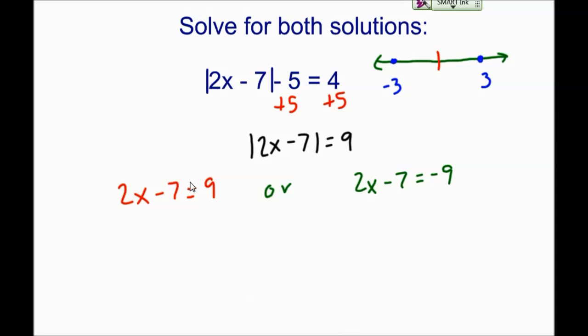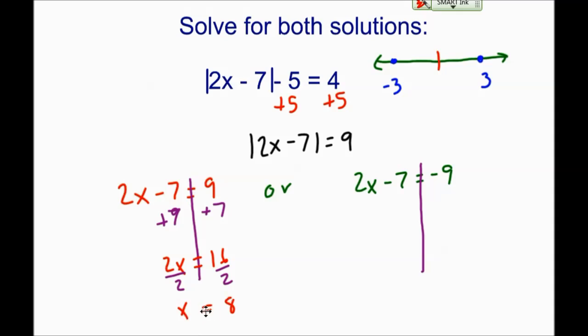And so what I'm going to do now is solve both equations. For this one, I need to undo minus 7. So I add 7 to both sides. This gives me 2x equals 9 plus 7, that would be 16. Then I'm going to divide both sides by 2, and I get x equals 8. So that is the first possible solution.